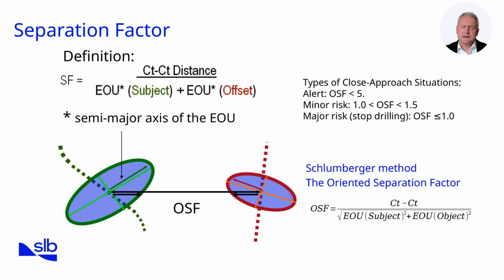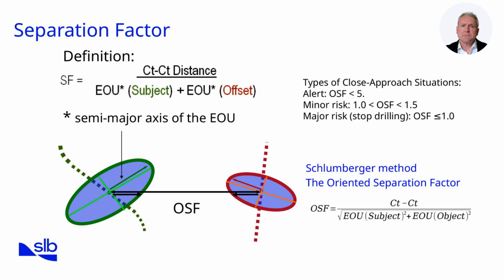The separation factor, SF, is a central metric in anti-collision assessment. It quantifies the margin of safety between a subject well and an offset well by comparing the center-to-center distance to the size of the uncertainty envelopes, particularly the semi-major axis of the ellipsoid of uncertainty. Different thresholds categorize the level of risk.